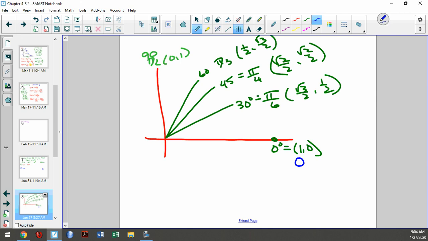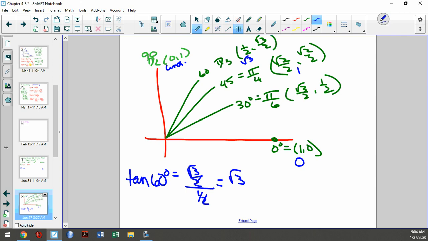Yes? What is going to be the tangent of 90 degrees? That's going to be my y value divided by my x value. So that's 1 over 0, which is undefined. Then my 45 degrees, that's the square root of 2 over 2 divided by the square root of 2 over 2, which is 1. Now, the ones that we are not certain about are my 30 degree and my 60 degree. So if I do my tangent of 60 degrees, that's going to be my y value, which is the square root of 3 over 2, divided by my x value, which is 1/2. So I just have the square root of 3 here as my tangent. Do we understand that? Yes or no?